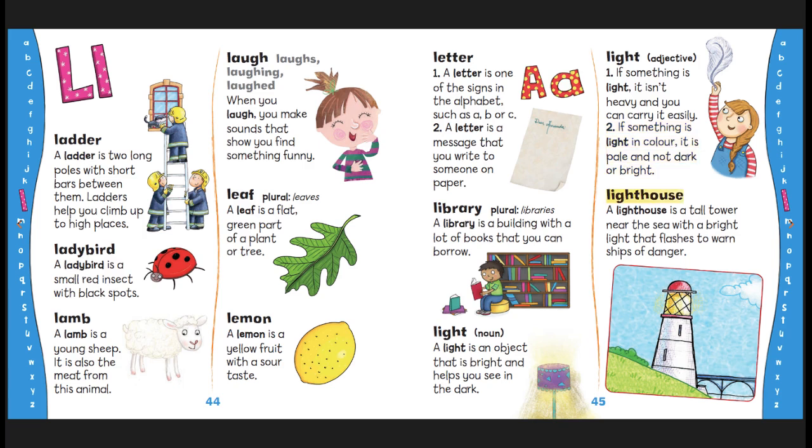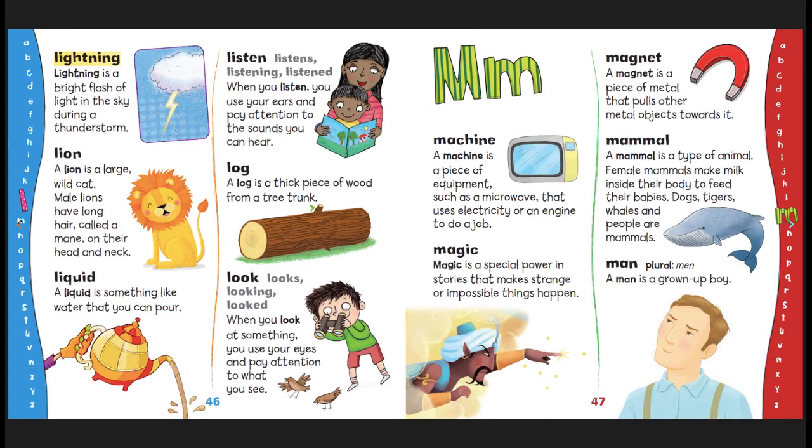Lighthouse. A lighthouse is a tall tower near the sea with a bright light that flashes to warn ships of danger. Lightning. Lightning is a bright flash of light in the sky during a thunderstorm. Lion. A lion is a large wild cat. Male lions have long hair called a mane on their head and neck.